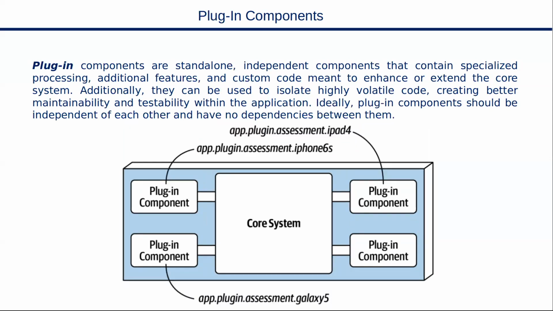What about plugins? What are they? Plugin components are standalone, independent components that contain specialized processing, additional features, and custom code meant to extend the core system. Additionally, they can be used to isolate highly volatile code, creating better maintainability and stability within the application. Ideally, they should be independent of each other and have no dependency between them. So try to picture it specifically in this way.